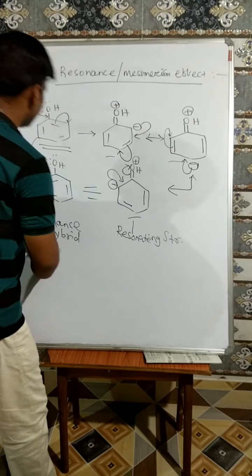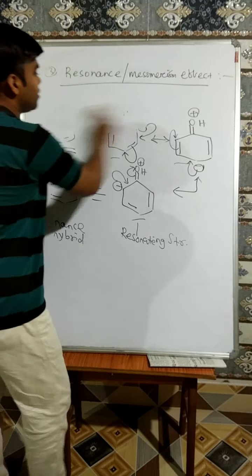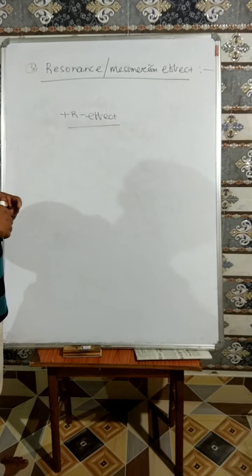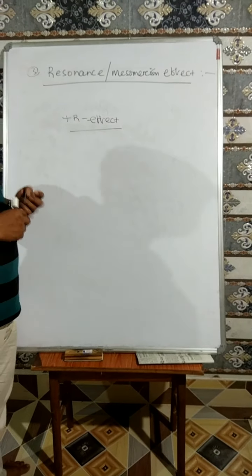Now the resonance or mesomeric effect is again of two types: positive resonance and negative resonance. So now let's go to the positive resonance effect. What is the positive resonance effect? In positive resonance effect, if we observe some groups or atoms which have an ability to donate electron pairs to the ring, then they cause the positive resonance effect.